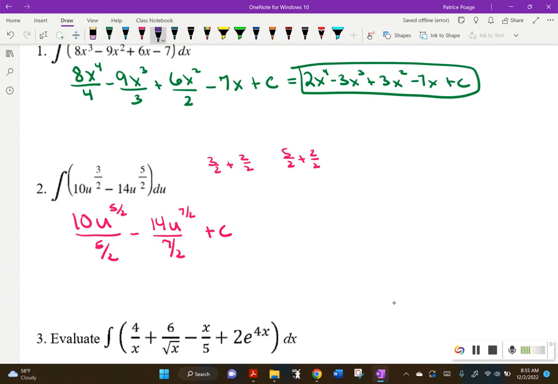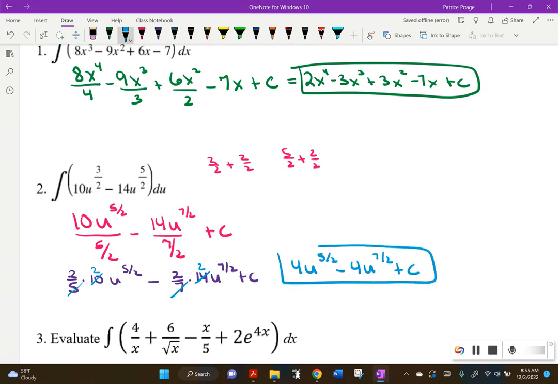Dividing by a fraction is the same thing as multiplying by a reciprocal. So I'm going to multiply 2/5 times 10, u to the 5 halves. Here I'm going to multiply the reciprocal, 2/7 times 14, u to the 7 halves, plus c. And so 5 will go into 10 twice. So I have 2 times 2 is 4, u to the 5 halves, minus 7 will go into 14 twice, so I have 2 times 2 is 4, u to the 7 halves, plus c.